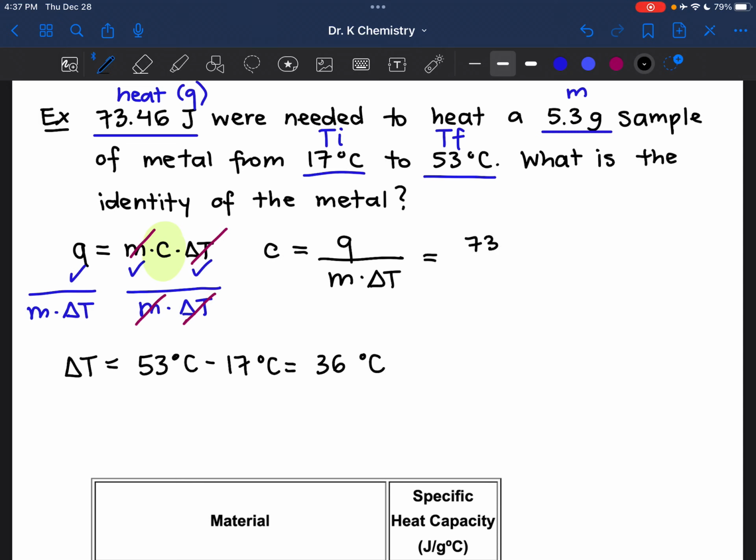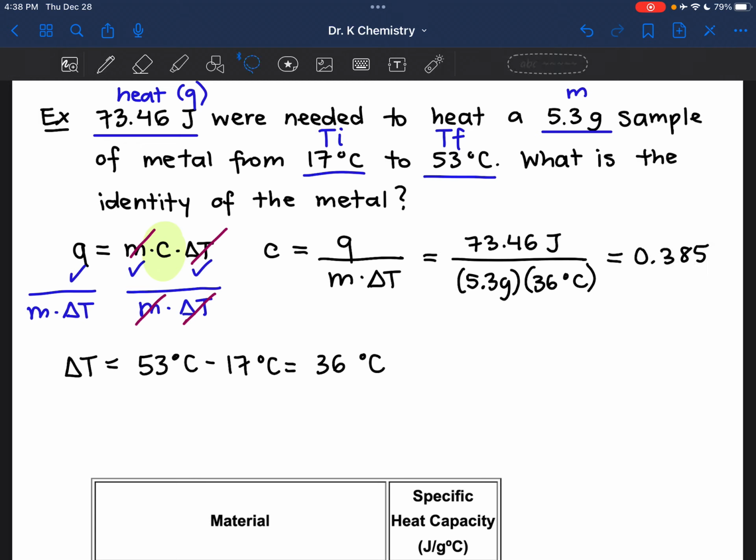The heat is 73.46 joules. The mass is 5.3 grams, and we just calculated the change in temperature. So I'm going to divide that. So 73.46 divided by 5.3 times 36. And that's giving me a value of 0.385. And here you want to be careful with the units.